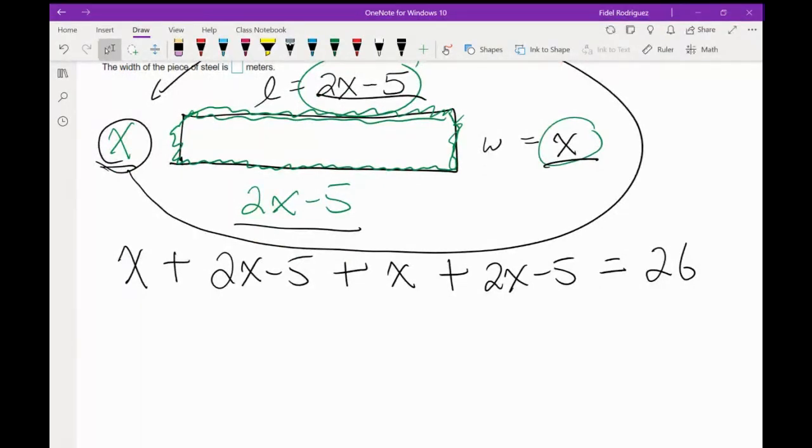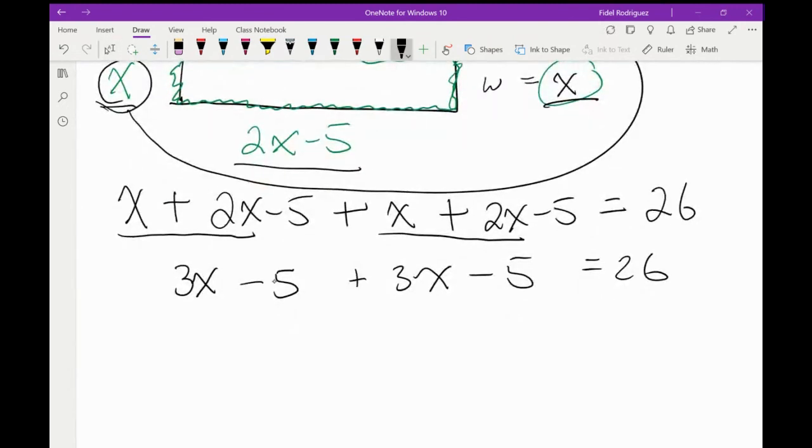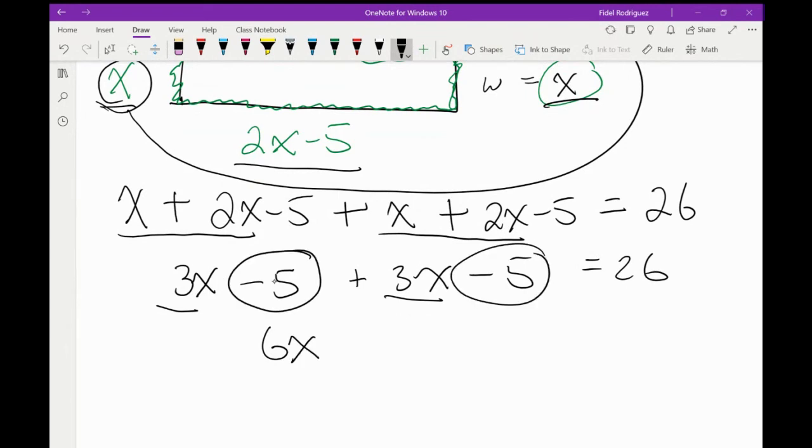Now, let's start adding up all the x's that we have. So look, x and 2x, that's going to leave me with a 3x, minus 5. X and 2x, that's also going to leave me with a 3x minus 5 is equal to 26. I'm just kind of doing this in pieces, y'all, okay? So 3x and another 3x is going to leave me with a 6x. And then minus 5 and another minus 5. So guys, remember, this means I owe you $5. This means I borrow another 5. So now I'm going to owe you 10.